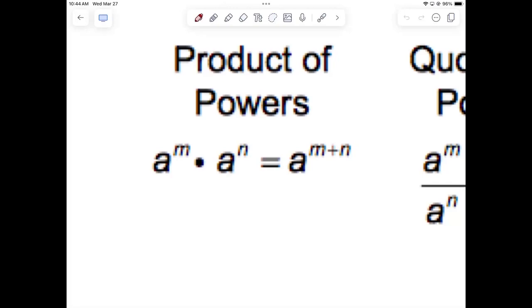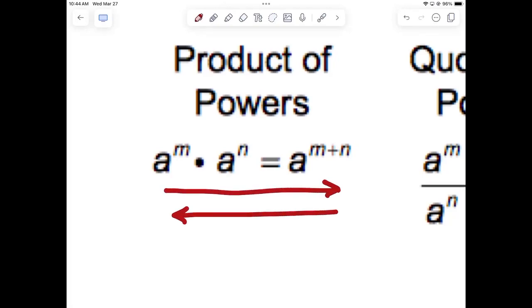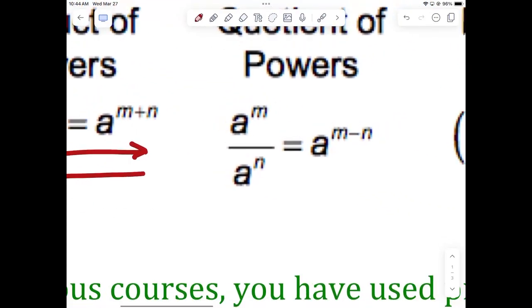Now, also keep in mind that these things not only work from left to right, they also work from right to left. There are times where we have a to the m plus n, and we want to split it back up into two separate factors. So it does work the other way. Similarly, when you're dividing and the bases are the same, you subtract the exponents. And again, we usually go from left to right, but this also works from right to left. The negative exponent is the one that's in the denominator. Got it? The negative exponent is the one in the denominator.